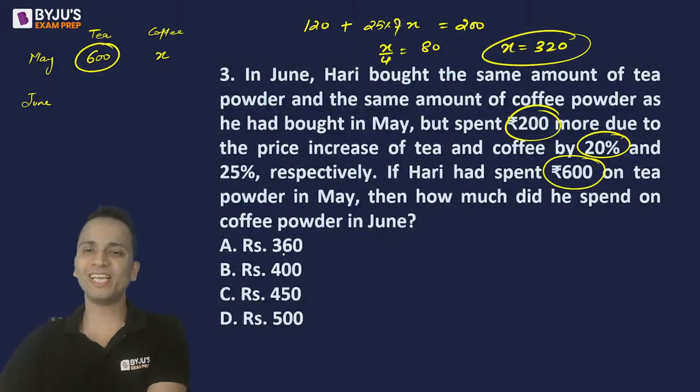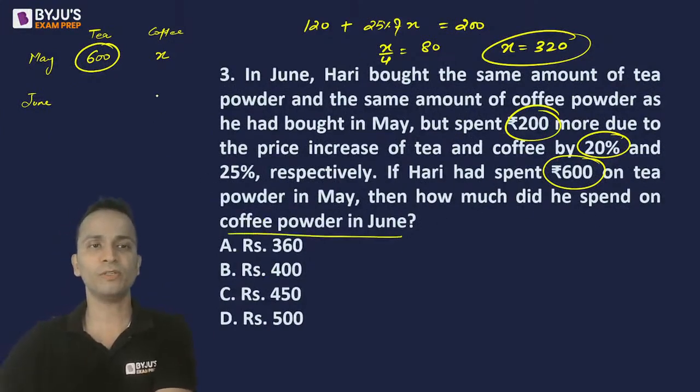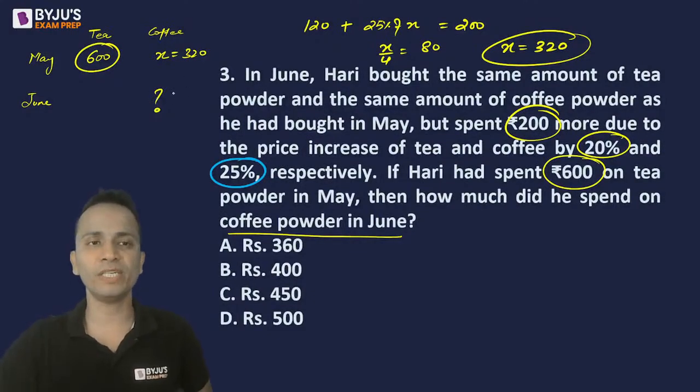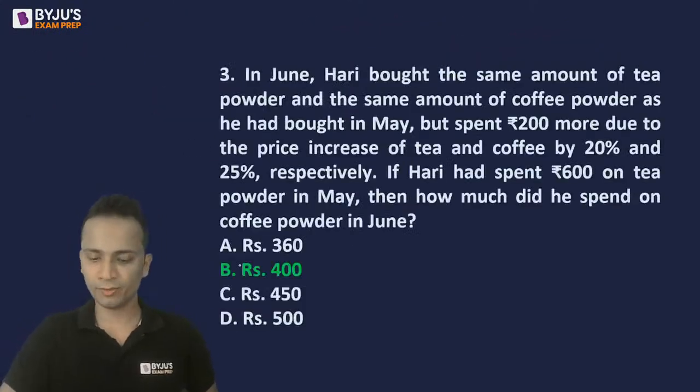Okay, so the question is, how much did he spend on coffee in the month of June? So the value of x is 320, coffee in the month of May. Increase it by 25 percent and you will get the answer. Increase it by 25%. So 320 plus 1/4 of 320 will be equal to 400. So the correct answer is option B, that is 400.